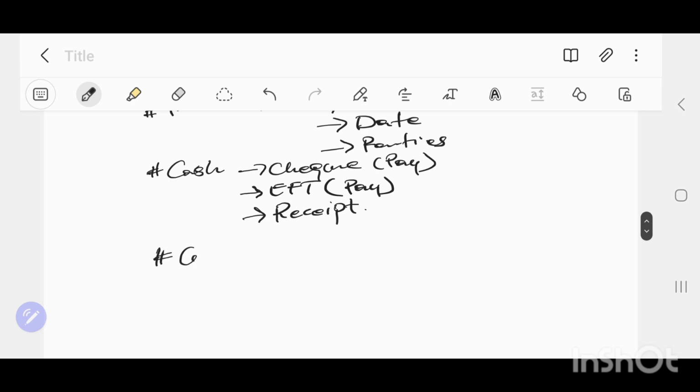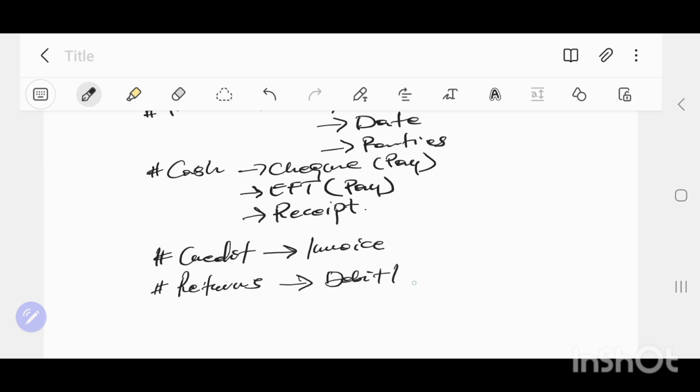And then a credit transaction. When you sell something on credit, or when you buy something on credit, here we are speaking about an invoice. This is the source document that is used. And when goods are returned to you, or you return goods, here we speak about a debit and credit note.